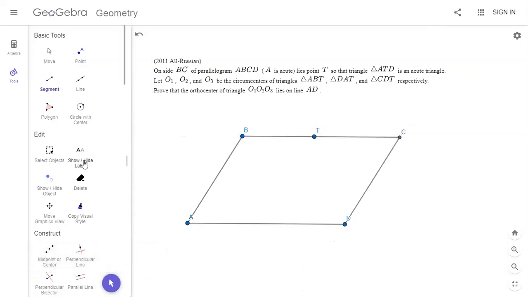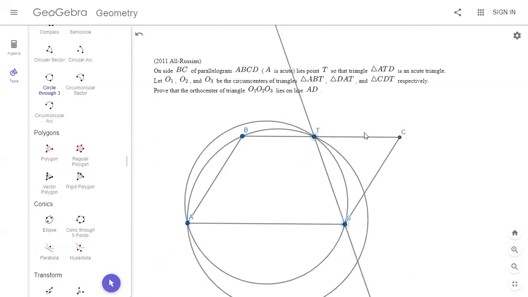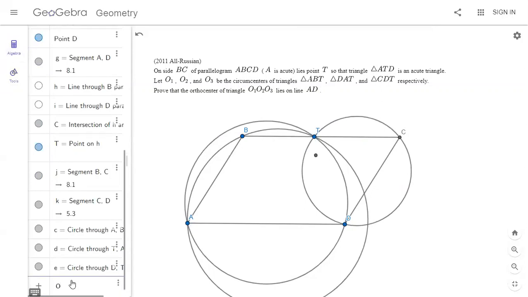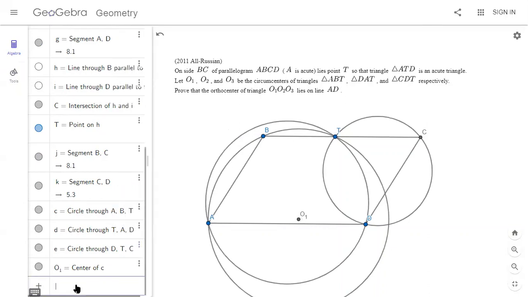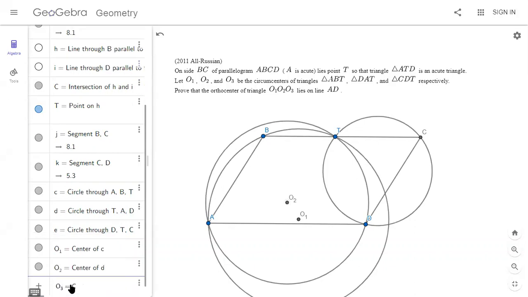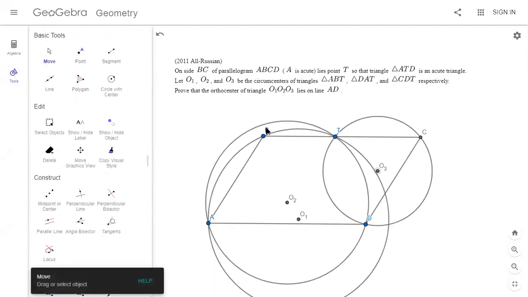Let O1, O2, okay, so we draw the circumcenters. We have three circumcenters, ABT, DAT, and CDT. So O1 is the center of C. Let's make sure I did. And then, I just drew them all at once. So O2 is the center of D. I want to call it O2. And O3 is the center of E. And we want to show the orthocenter of O1, O2, O3 lies on AB. All right, interesting.